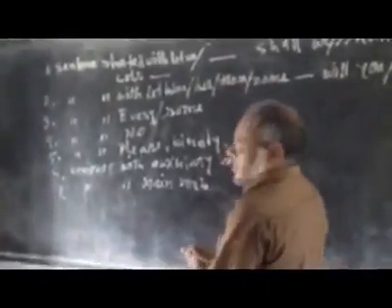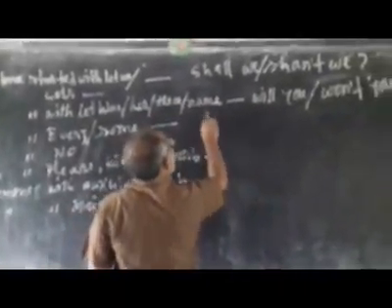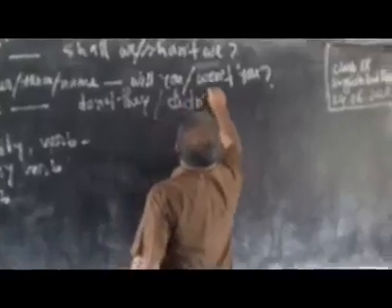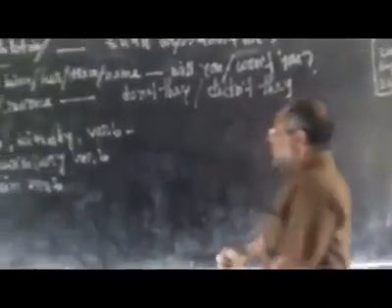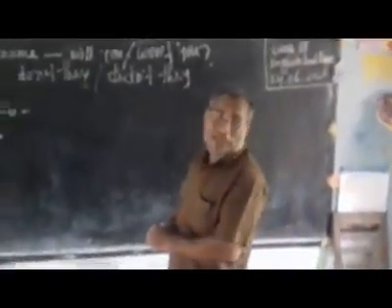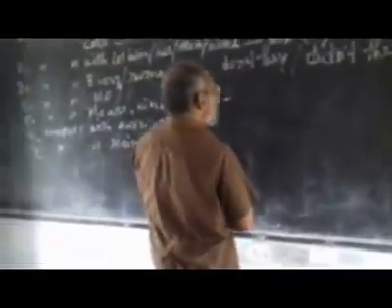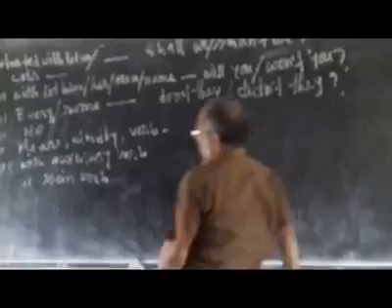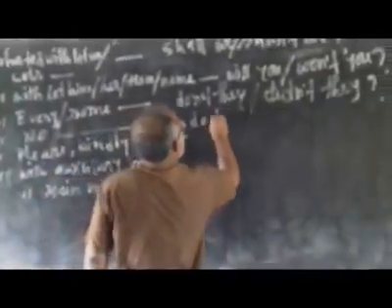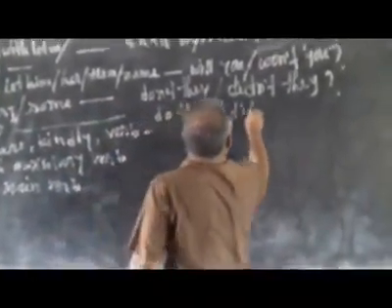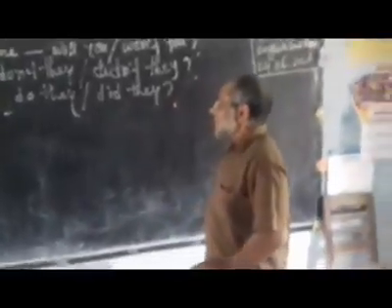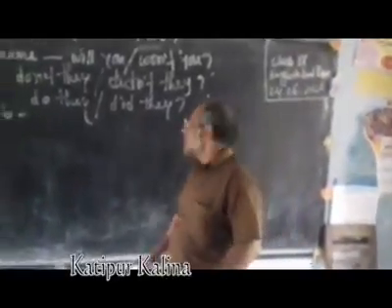Number three, sentence started with every or some. The tag question will be don't they or didn't they? Depending on the tense, if the sentence is present tense, then we will write don't they, and if the sentence is past tense, we will add didn't they. Then number four, sentence started with no. The tag question will be do they or did they? In the same case, if the sentence is present tense, we will add do they, and if the sentence is past form, we will use did they.